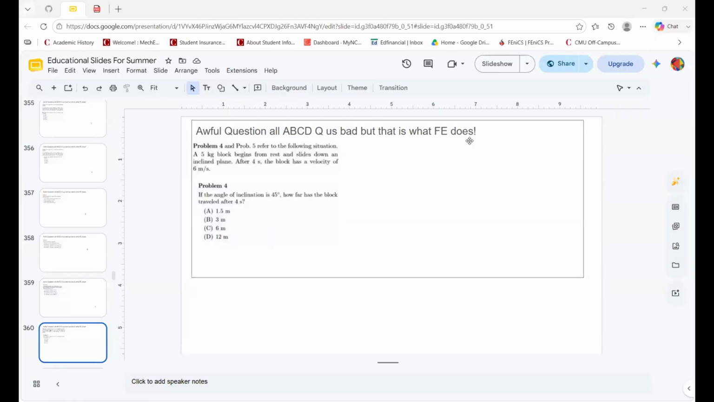All right. Problems 4 and 5 refer to the following situation. A 5 kilogram block begins from rest and slides down an inclined plane. After 4 seconds, the block has a velocity of 6 meters per second. That's basically all it gives. If the incline is 45 degrees, how far has the block traveled in 4 seconds?